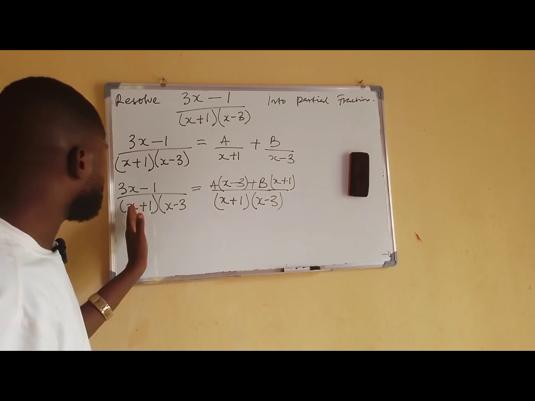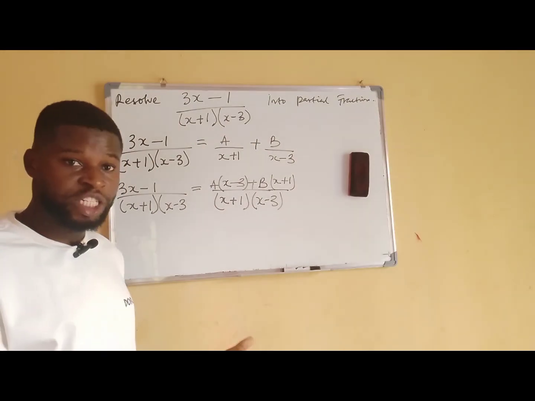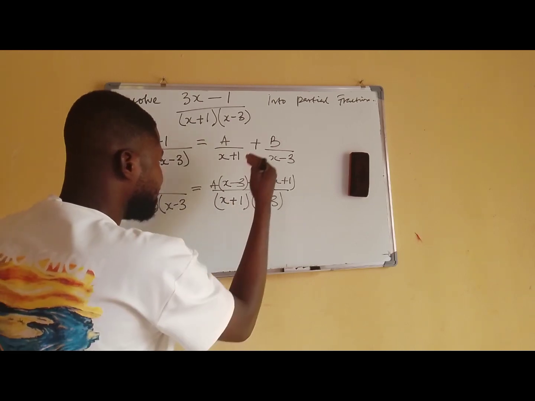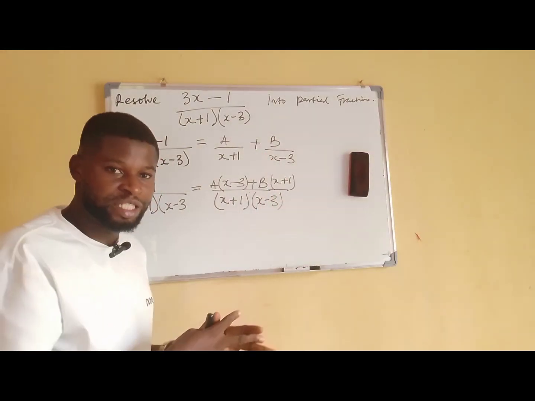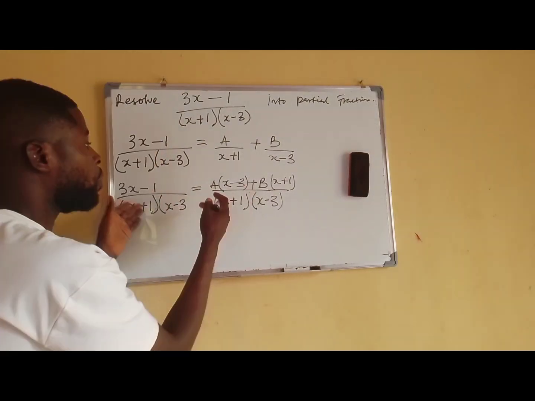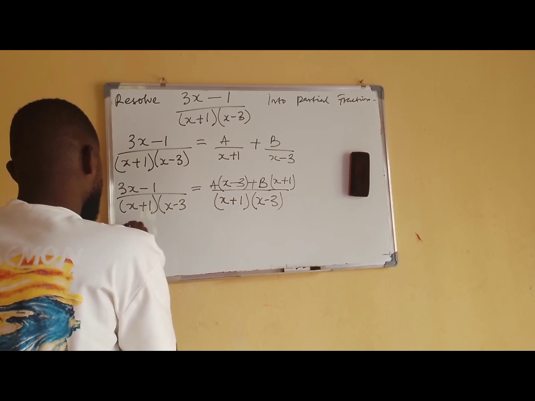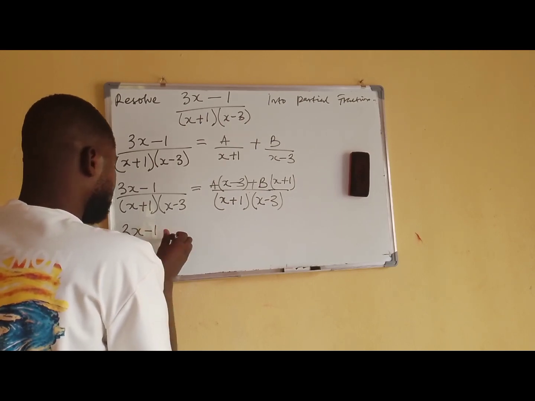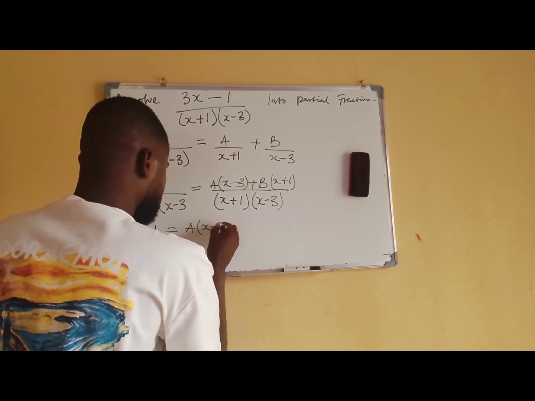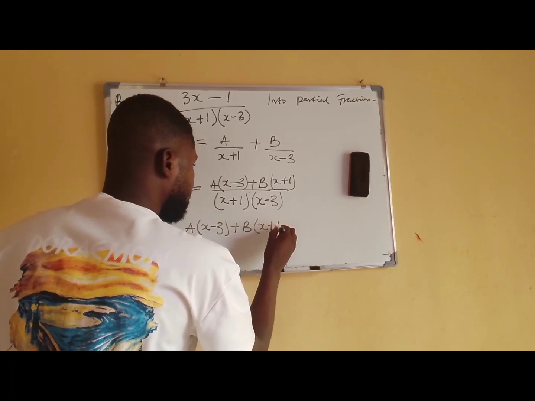Now if you check the whole of this and this, you discover that they are the same thing. Are you getting what I'm saying? Left hand side and right hand side, both of them are the same thing. We have not changed anything. Now what do we do again? You compare the numerators, since this and this are the same thing. That is 3x - 1 is equal to A(x - 3) plus B(x + 1).